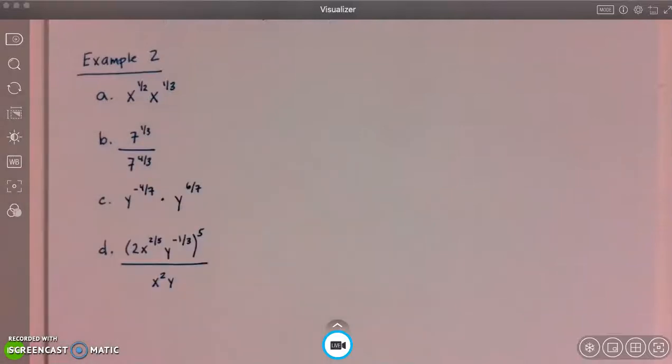In this next example, we're going to see some problems still with rational exponents, but we're going to be using some of our exponent rules. Just as a refresher, when we multiply like bases, we add the exponents. When we divide like bases, we subtract the exponents. And when we raise a power to another power, we multiply the exponents. So let's get started with example A.